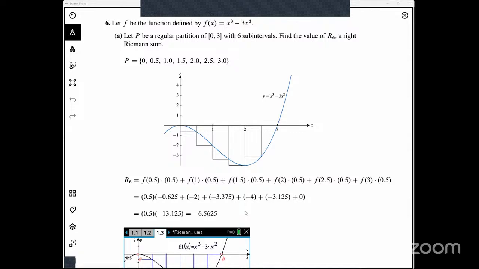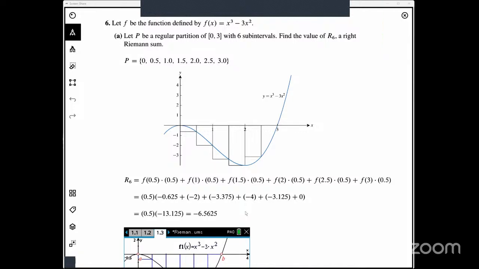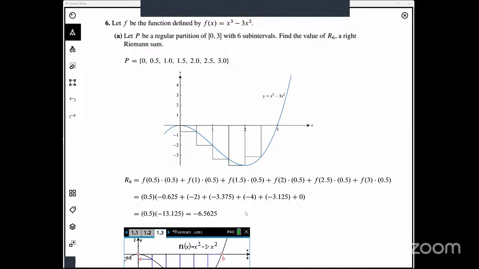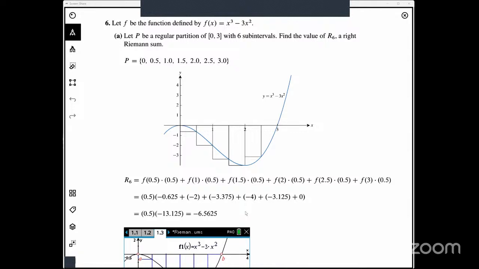What was your question? So what's a regular partition? Let P be a regular partition with equal subintervals. Very good. Excellent. I had to read your question there. Regular partition seems like it makes sense. Equal subintervals.